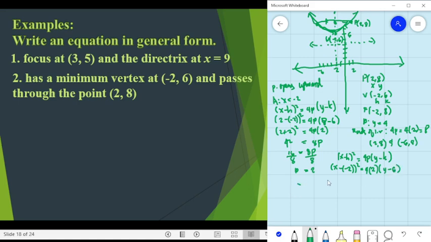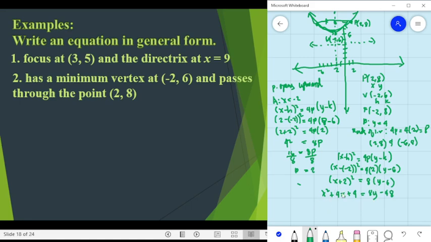Okay, so simplifying this one, we can now have quantity x plus 2 squared is equal to 4 times 2 is 8 quantity y minus 6. Then simplifying this one, it should be x squared plus x times 2 is 2x times 2 is 4x plus the square of 2 is 4 is equal to 8 times y is 8y. Then 8 times negative 6 is negative 48.